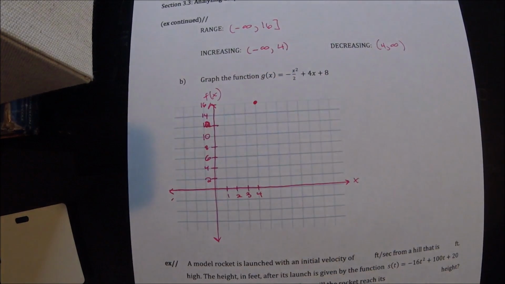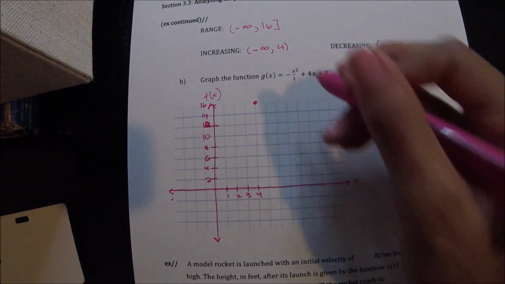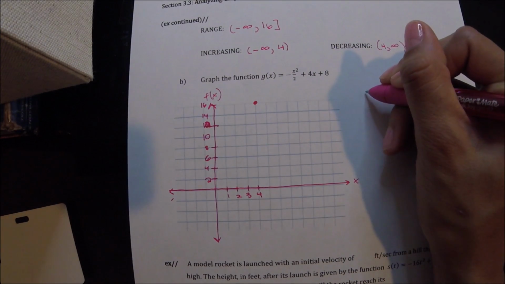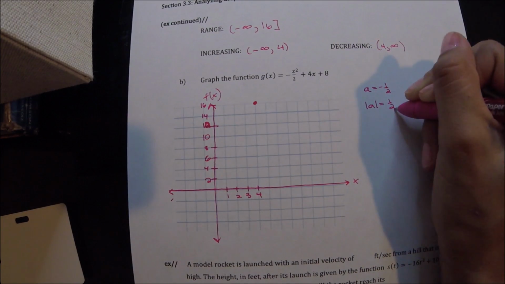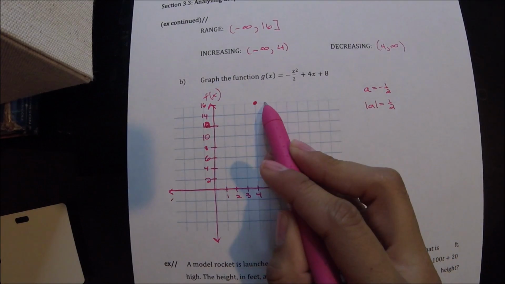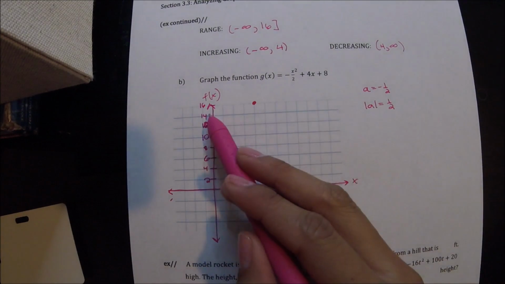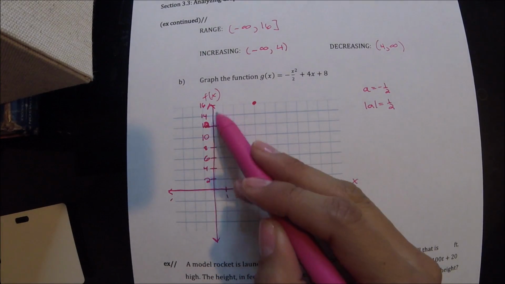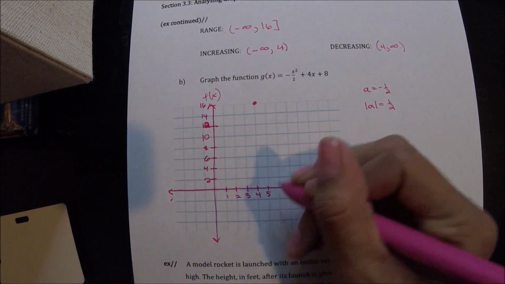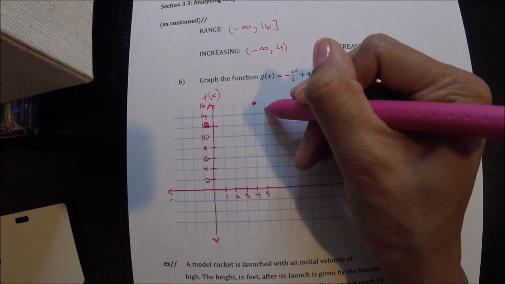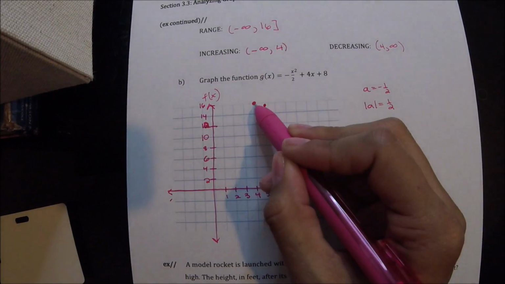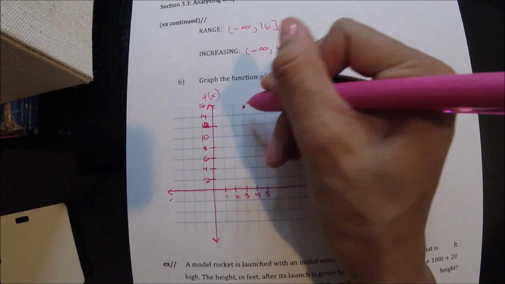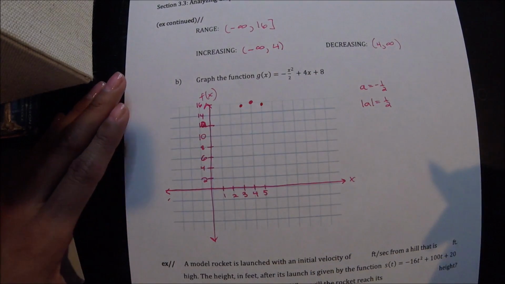So I'll plot that point right there. And then it's opening down, so a is negative 1/2, and in this case we find the absolute value of a, and so there should be a point right 1 and down 1/2. But remember that since I went by 2's, if I go right 1, that's here, but down 1/2, if I go down to the middle, that's going down 1, so I need to go half of that, which would be there. If I go left 1 and down 1/2, it'd be about there. And then we can plot everything.